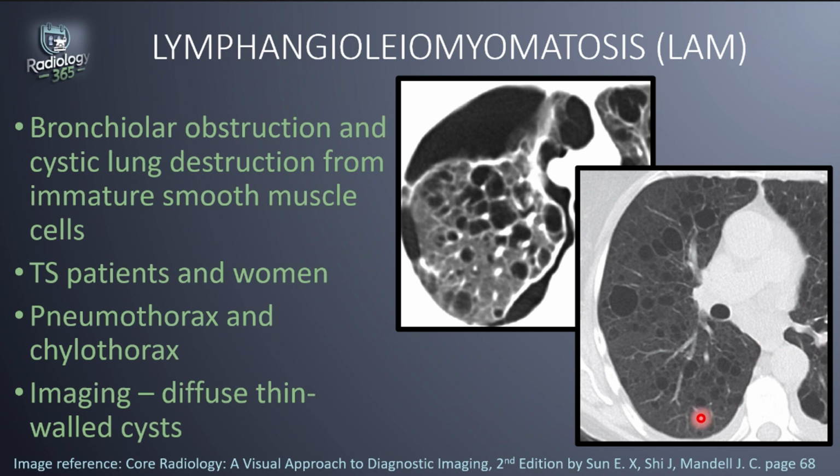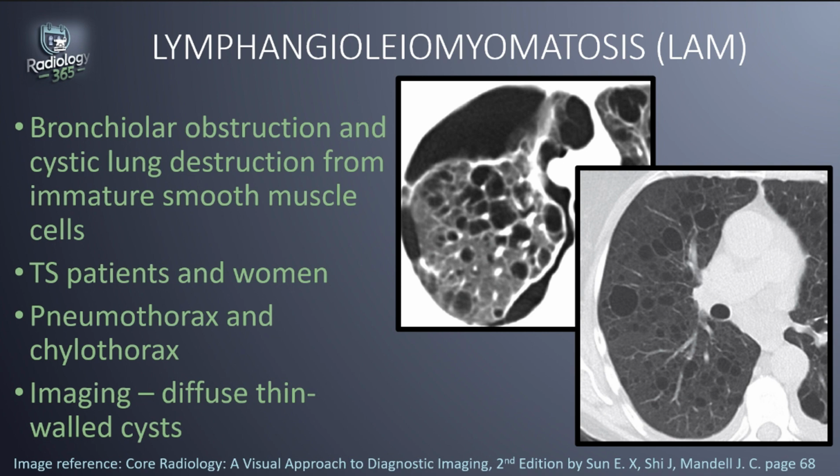Now, sporadic lymphangioleiomyomatosis is seen in women of childbearing age or older. And in LAM, the cysts do not disappear over time, just like pulmonary Langerhans cell histiocytosis. Lymphangioleiomyomatosis is associated with pneumothorax and chylous pleural effusion. On CT, it shows numerous thin-walled lung cysts. In contrast to Langerhans cell histiocytosis, these cysts tend to be round and regular. Also, LAM affects the lungs diffusely, while Langerhans cell histiocytosis is upper lobe predominant.